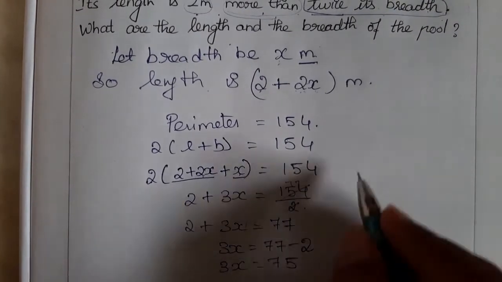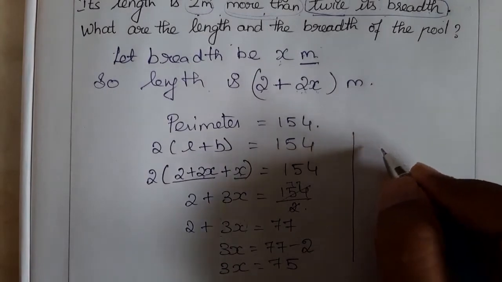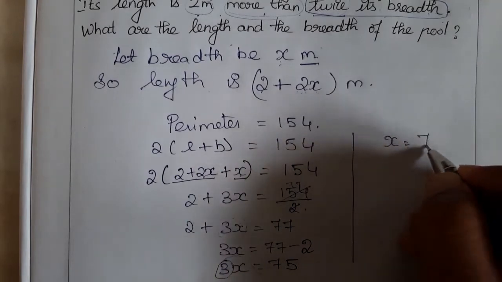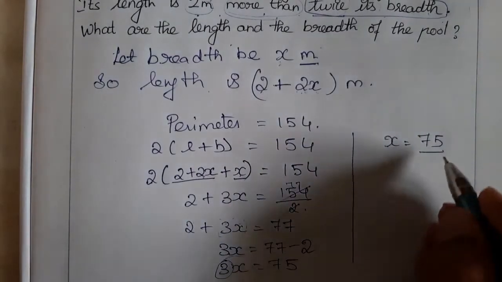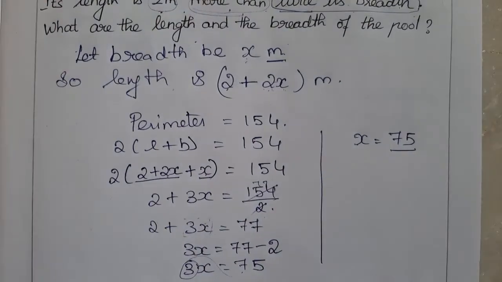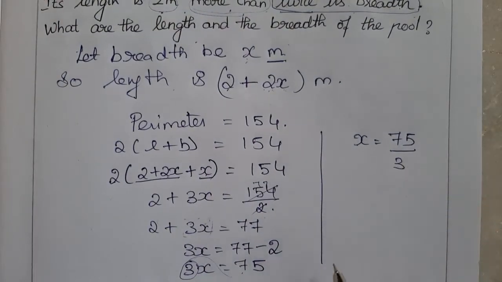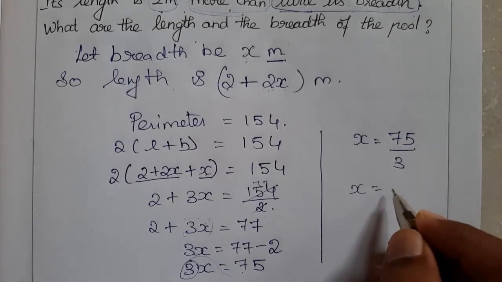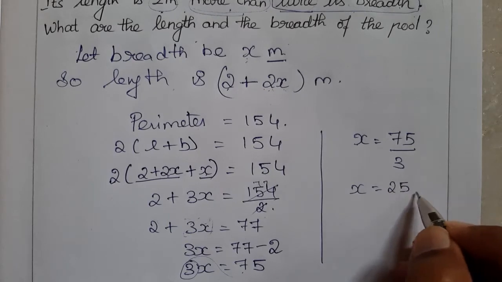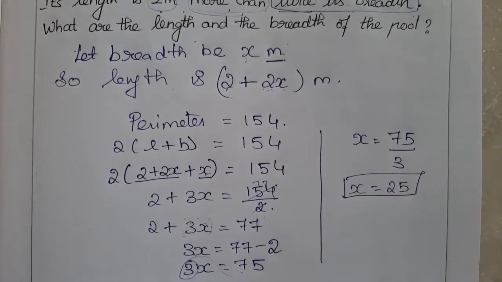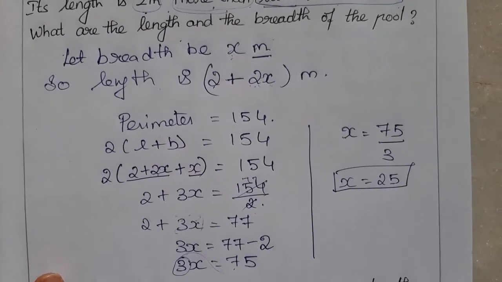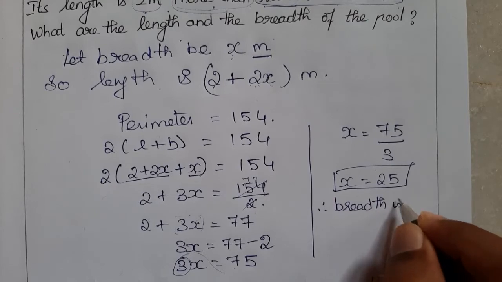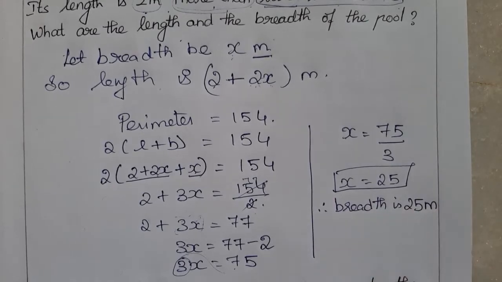And the value of x, let me solve here. So 3 is a multiplication. If you transform this, it will become a division. So x is equal to 75 by 3. In the 3 table, 75 comes 25 times, right? So the value of x is equal to 25. The value of x is nothing but the breadth. Therefore, the breadth is 25 meter. And what about the length?